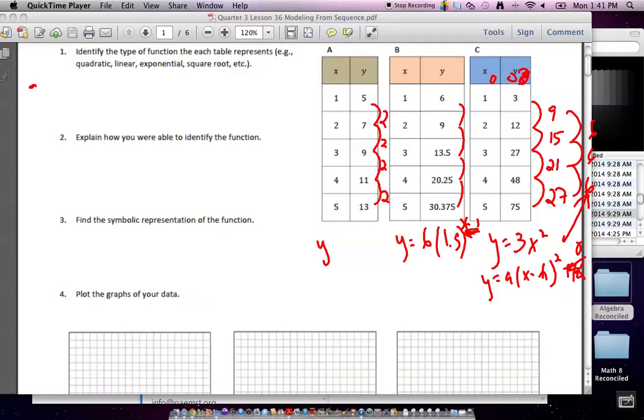As we look here, I see that it's going to be y equals 2x, because I'm going up by 2, so 0 would pair up with 3, so y equals 2x plus 3 is the correct function for there.